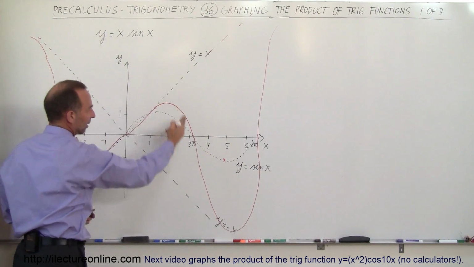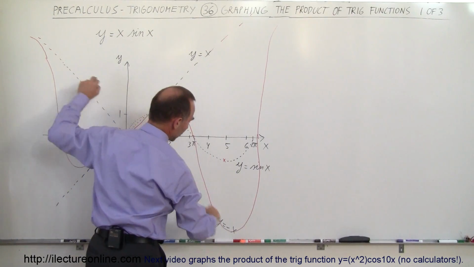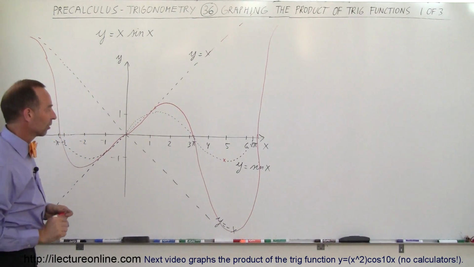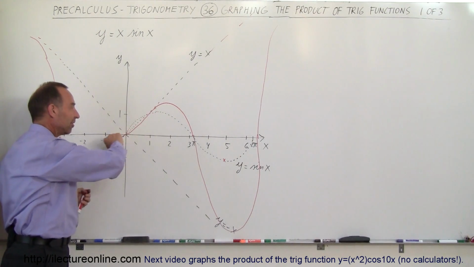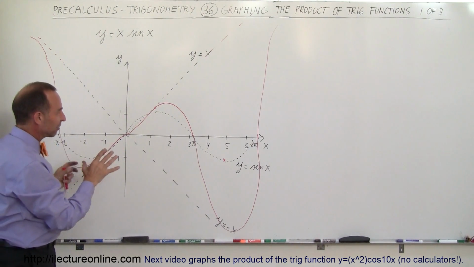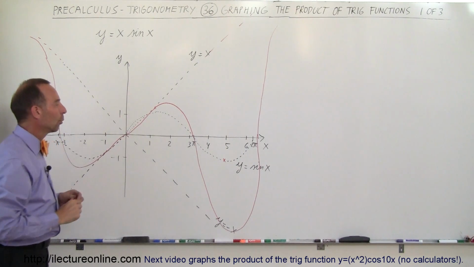So that means that the trigonometric function is simply bounded by the y equals x and the y equals -x function, and it looks something like that. The details here are a little bit fuzzy because you would need a calculator to figure out what the exact values are, but that's pretty well what it would look like.